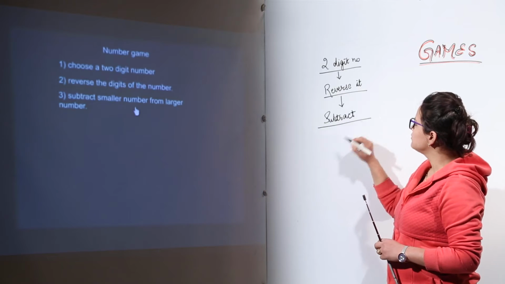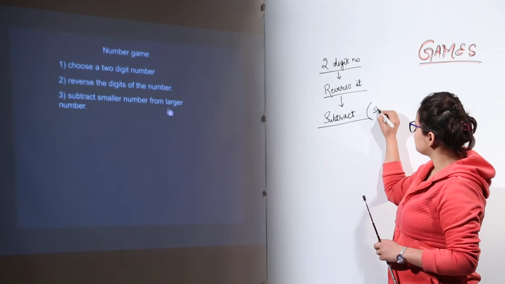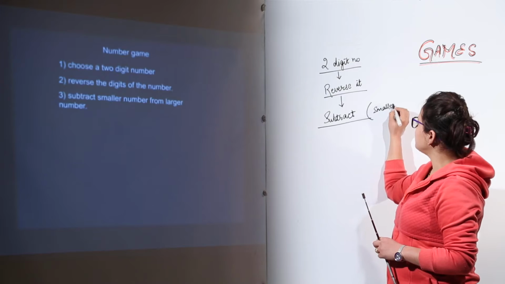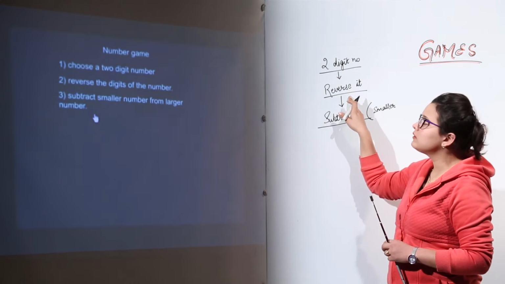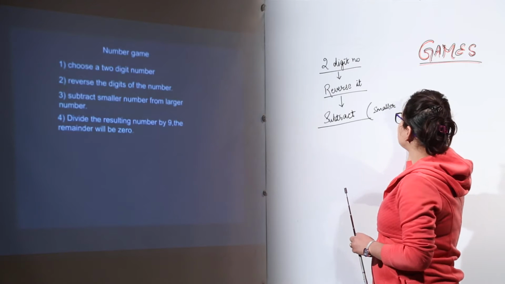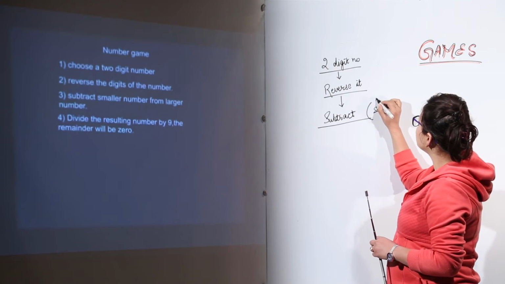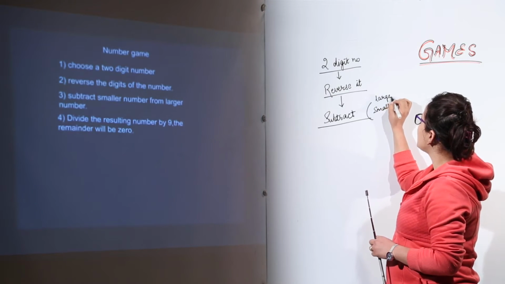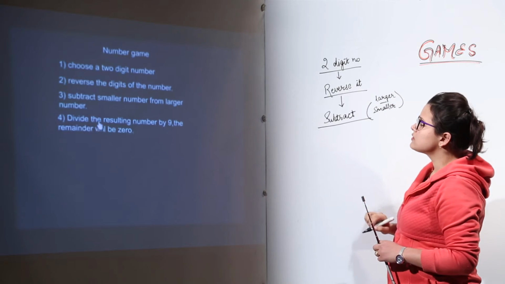That's done. Maybe the reversed number is the larger one, or might be the original number that you have taken is the larger one. So you have to subtract smaller from the larger. So I'll write larger minus smaller.